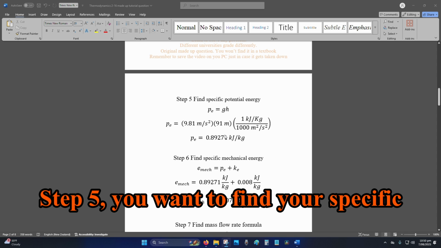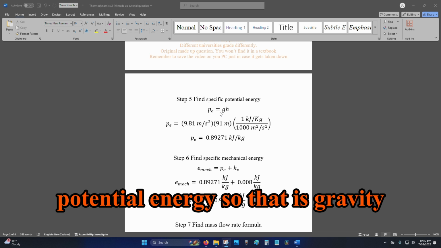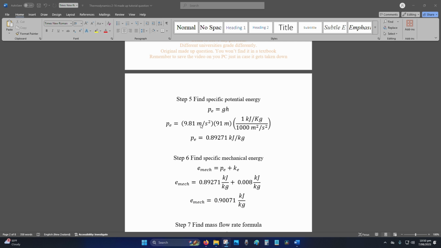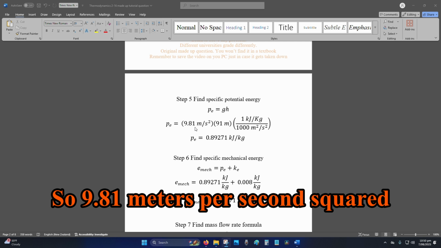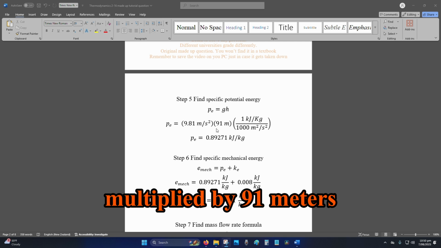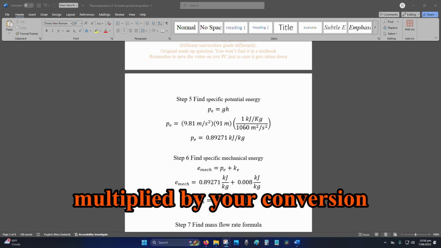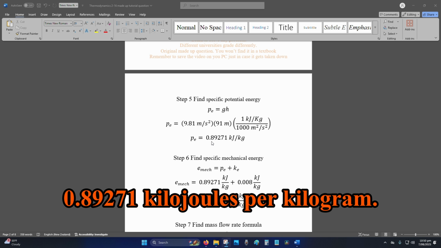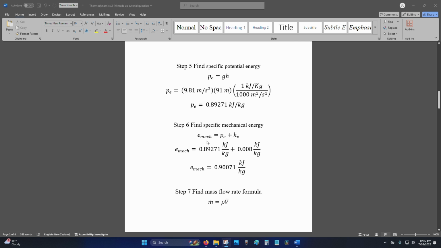Step 5. You want to find your specific potential energy. So that is gravity multiplied by height. So 9.81 meters per second squared multiplied by 91 meters multiplied by your conversion factor. You'll get 0.89271 kilojoules per kilogram.